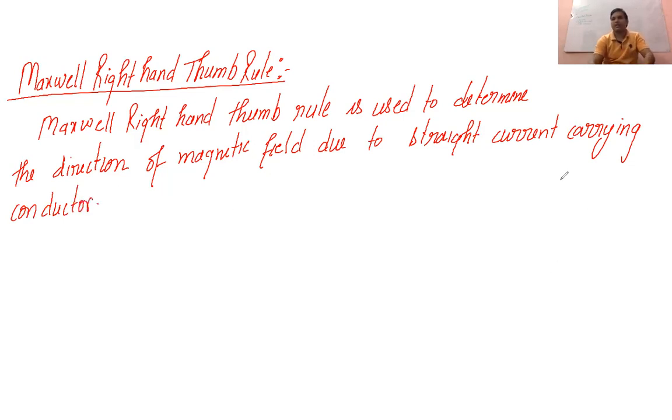Suppose it is a wire and we want to find out the direction of magnetic field, and the current I is flowing in it in this direction. According to Maxwell's right hand thumb rule, if you are holding the current carrying straight wire using your right hand, then the thumb will represent the direction of current. If the thumb is along the direction of electric current, then the fingers, which are curling or gripping, will represent the direction of magnetic field.